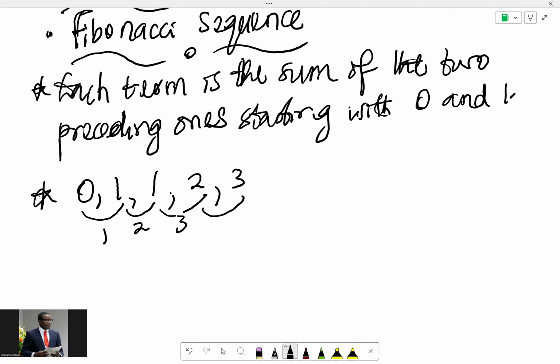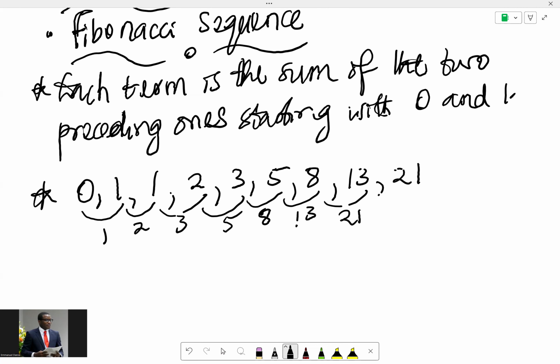2 plus 3 is 5. So the next term is 5. 3 plus 5 is 8. So the next term is 8. 5 plus 8 is 13. So the next term is 13. Then 8 plus 13 is 21, I believe. So the next one is 21, and so on and so forth. So that is what your Fibonacci sequence looks like.